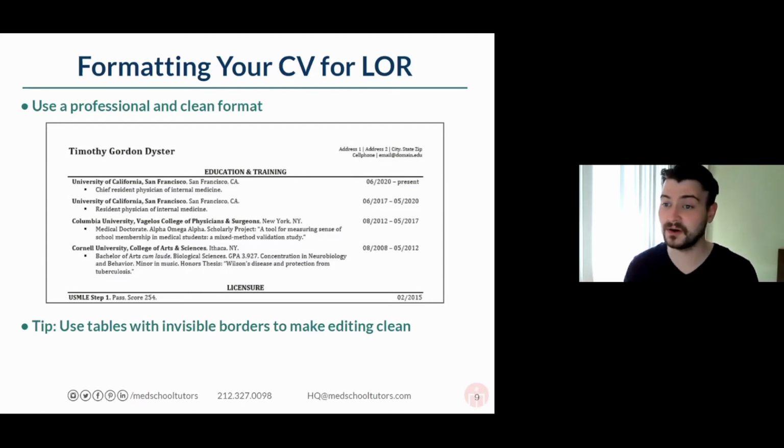Now, when I show people this, they're often like, well, how did you make it look that way? How is this left aligned? How is this right aligned? How is it bulleted and not all messed up?